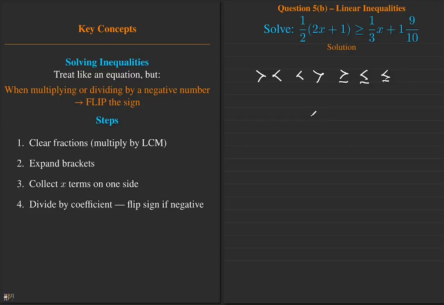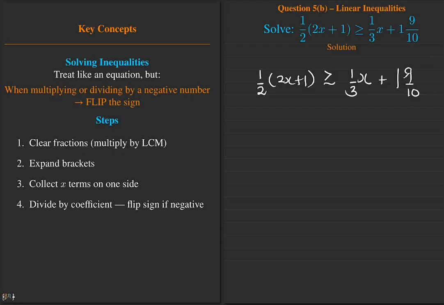If you are solving inequalities involving fractions, the first thing you need to do is to clear the fractions. So you make sure all the denominators go away by looking for the LCM and multiplying each and every term by that. After which, if there are brackets, you expand the brackets, you group like terms, and then you solve. So with this question, we have 1 over 2 into a bracket 2x plus 1 greater than or equal to 1 over 3x, then plus 1 whole number 9 over 10.